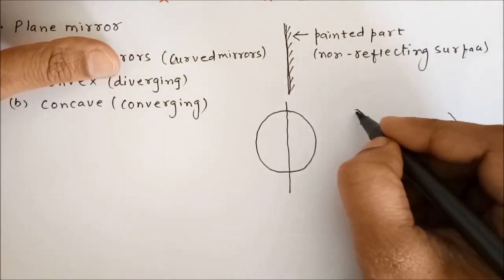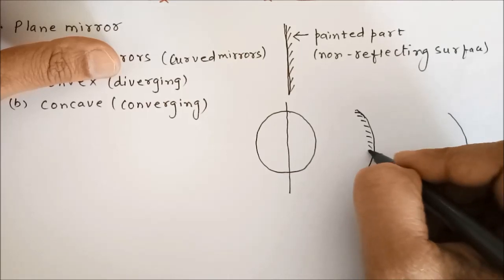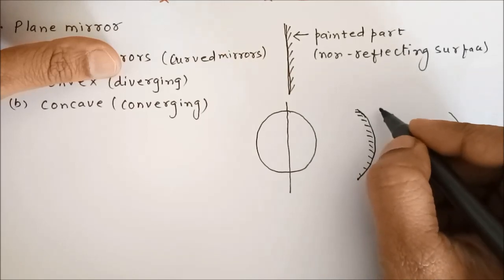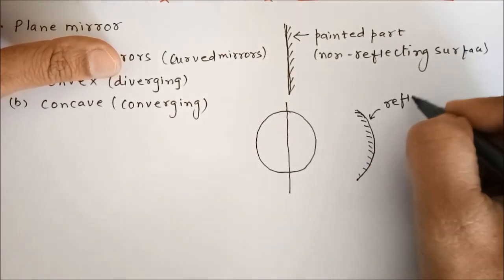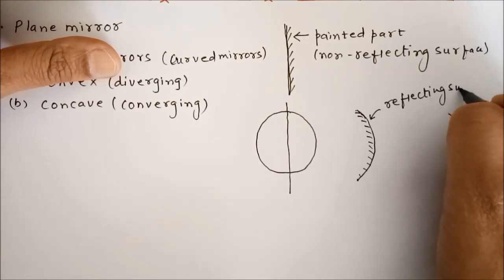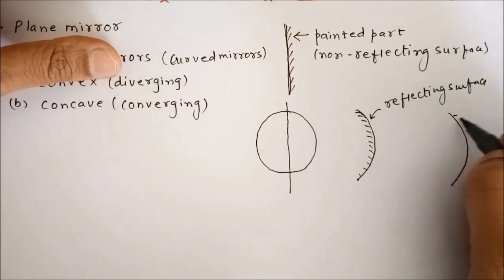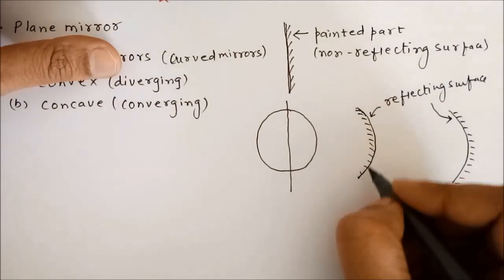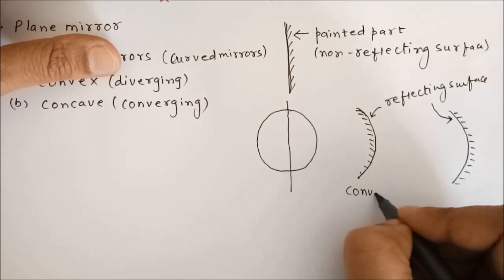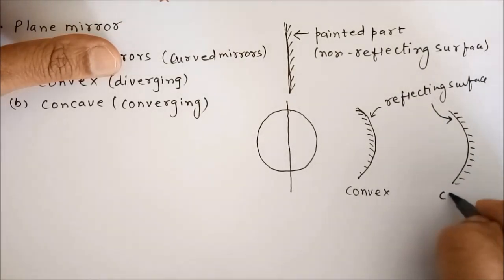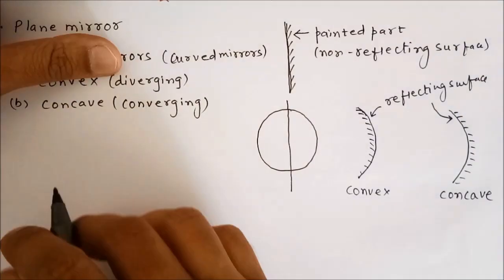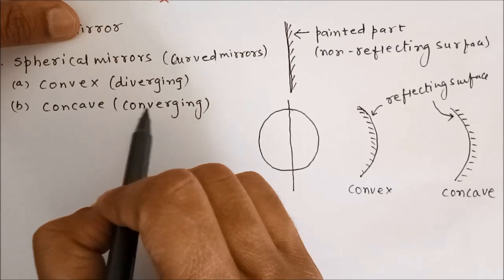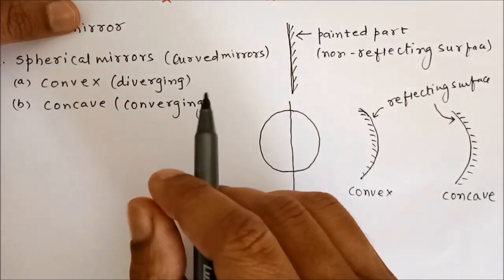So if you paint it, say for example inside with red lead oxide, then this part will become the reflecting surface, this one, and this becomes the reflecting surface. And if I paint it outside like this, then the reflecting surface is inside. This mirror is convex mirror, and this mirror is concave mirror. Okay, so convex are diverging mirrors and concave are converging mirrors. We will understand about them in the next part of the video.